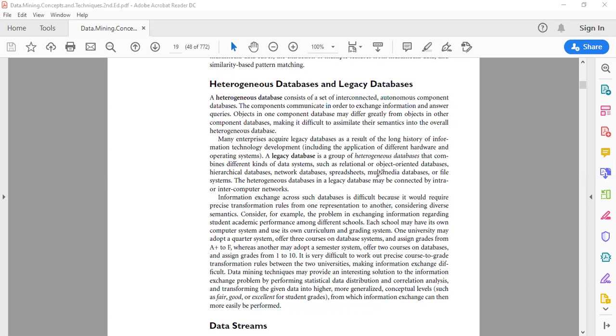The development in information technology has resulted in many enterprises acquiring legacy databases.